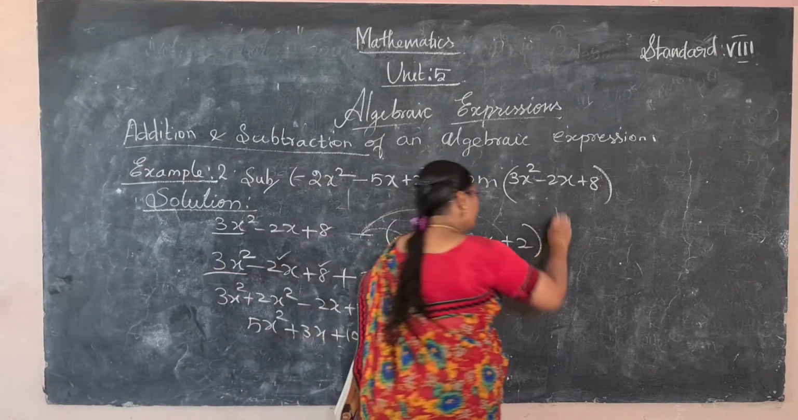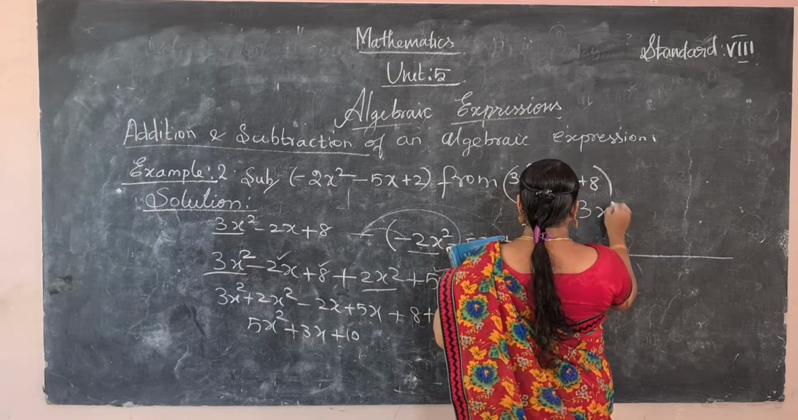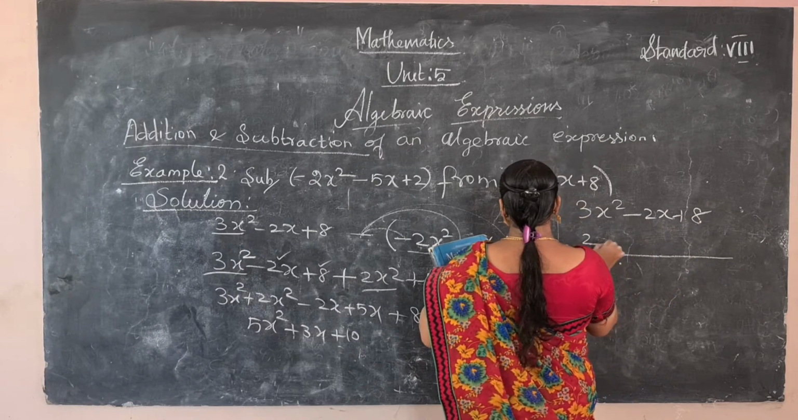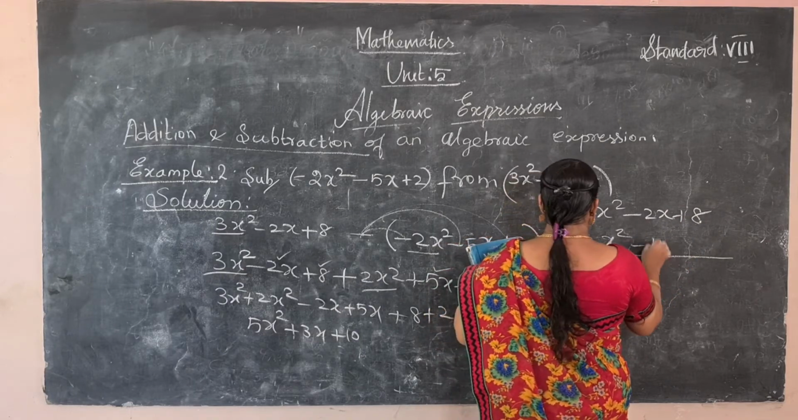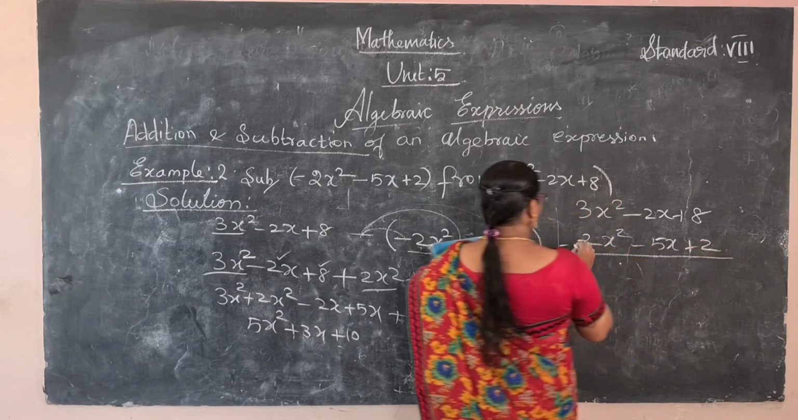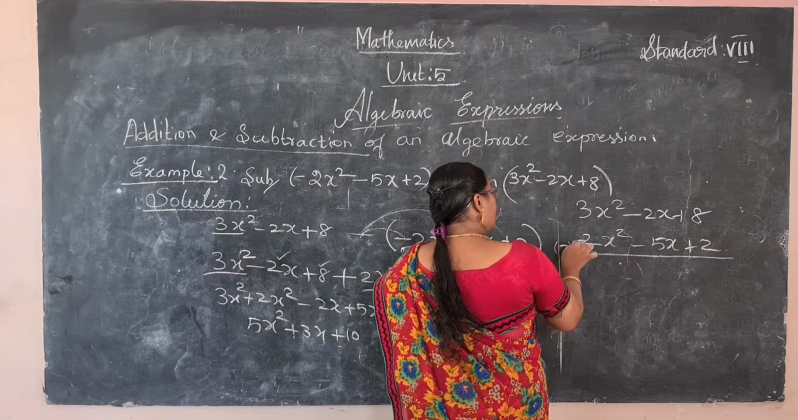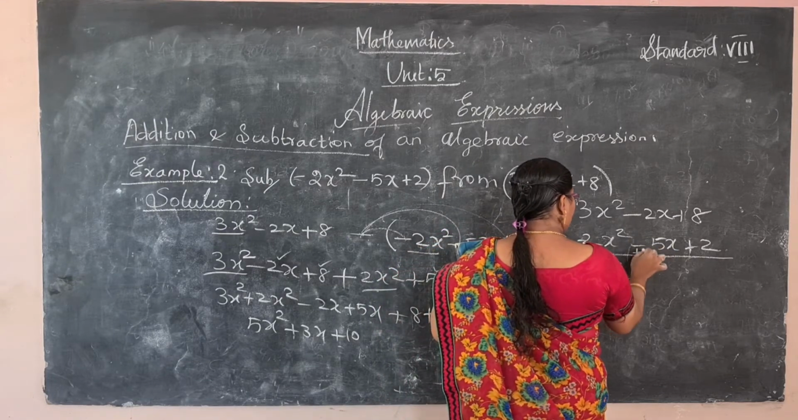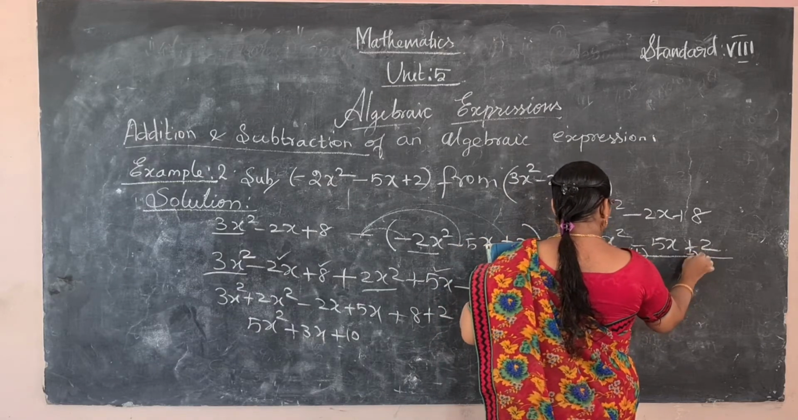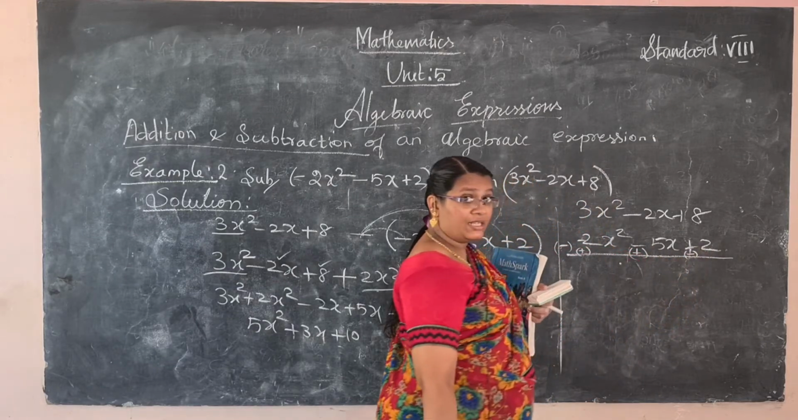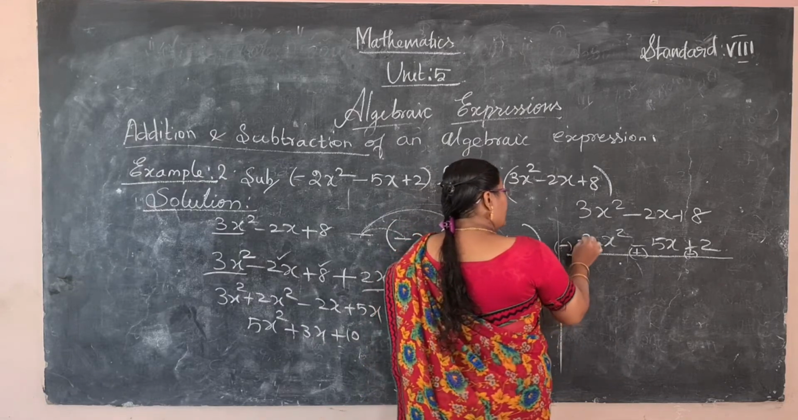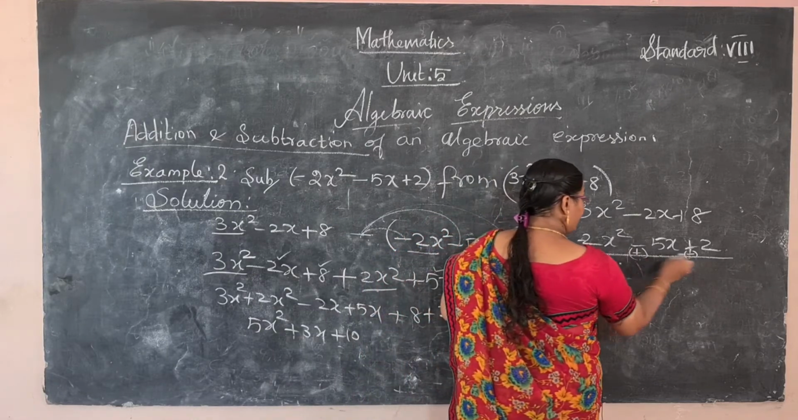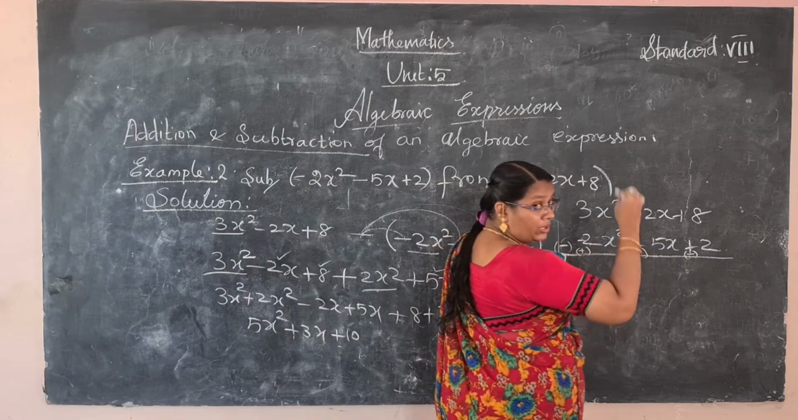Column method means 3x squared from this one. So 3x squared minus 2x plus 8, minus 2x squared minus 5x plus 2. Now multiply each term by minus. So minus will be changed to plus, minus into minus plus, plus into minus minus. We have considered the bracket signs only. So we multiplied each sign by minus. So what did we get by multiplying? Plus plus minus. That only we have considered for the calculation.